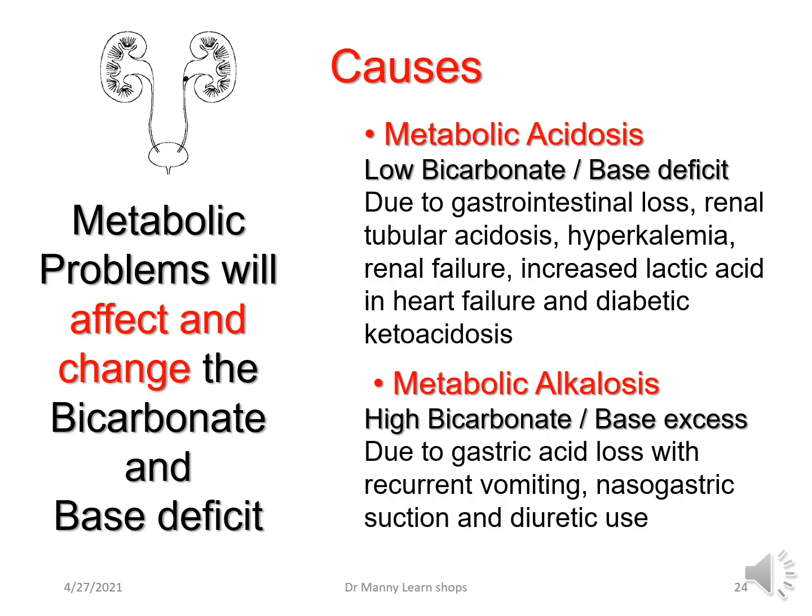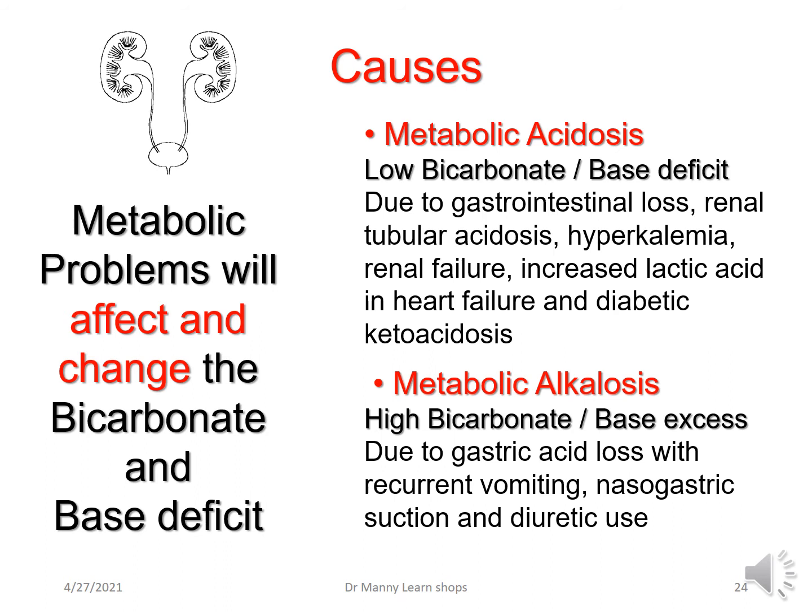When we look at causes of metabolic problems that affect change in the bicarbonate base deficit, you've got a metabolic acidosis. And this means you've got low bicarbonate and a low base deficit. Less than 22, less than -3. This is due to gastrointestinal losses where you can lose bicarbonate, especially in children, where they have severe diarrhea and they can lose a lot of bicarbonate. Or it could be related to renal tubular acidosis, hyperkalemia, renal failure, increased lactic acid production, as you see in heart failure and diabetic ketoacidosis.